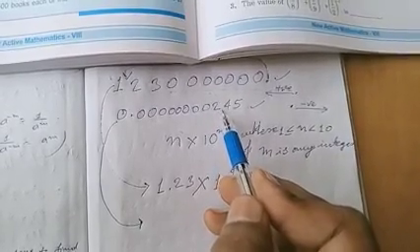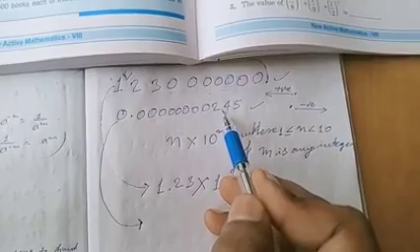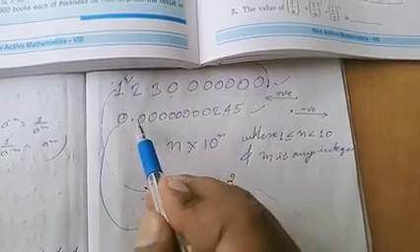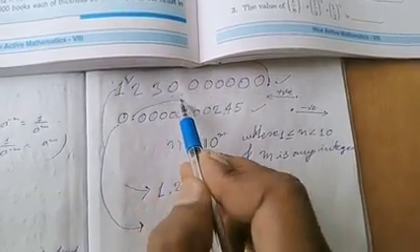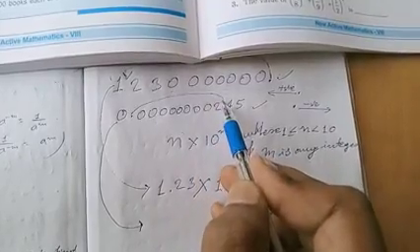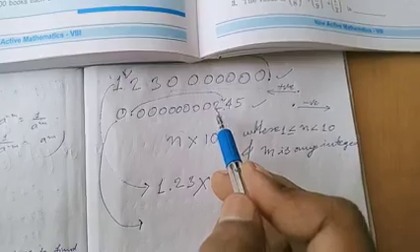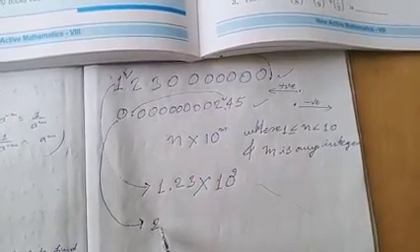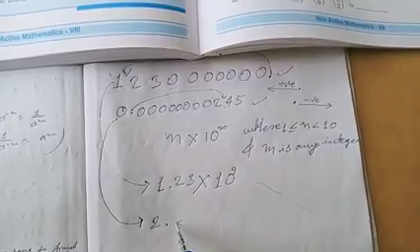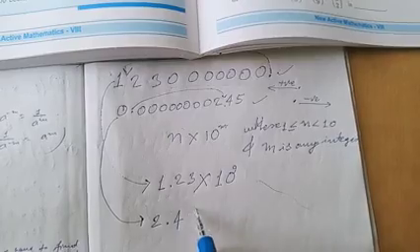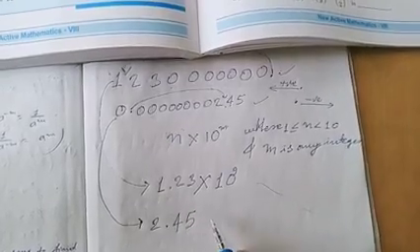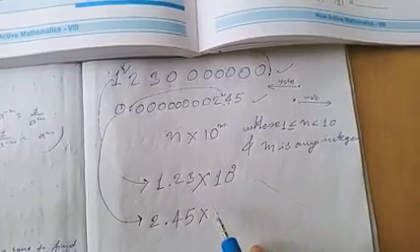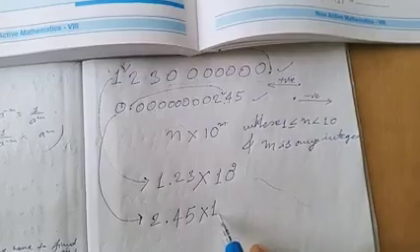Just after the first non-zero digit, meaning 2 is a non-zero digit, so after this we will place the decimal point. This decimal will be shifted and kept here. So what number will you get? 2.45. You write here 2.45 multiplied by 10.